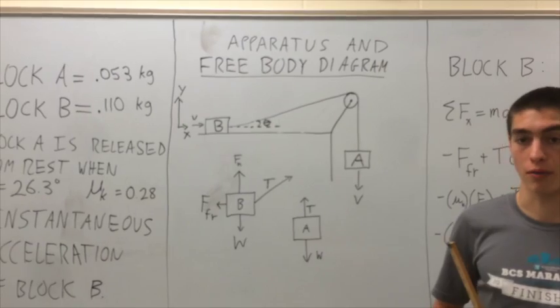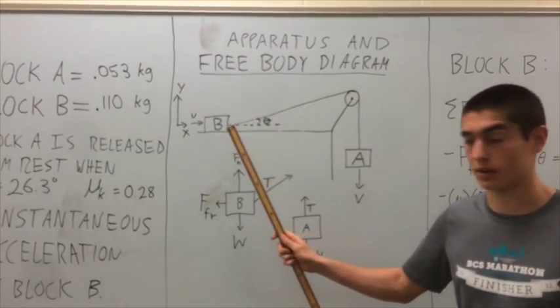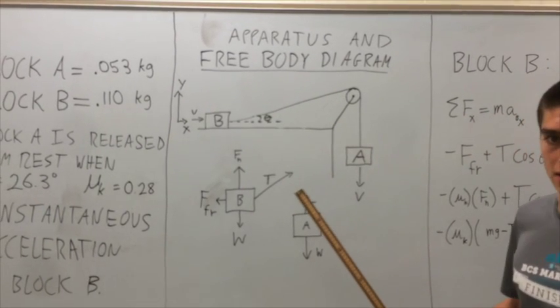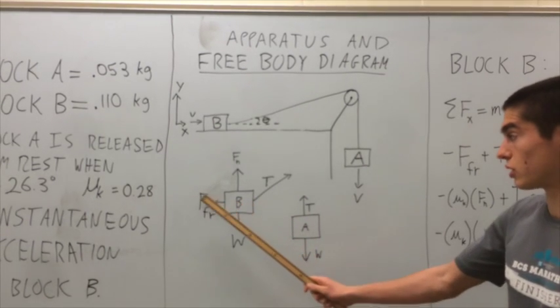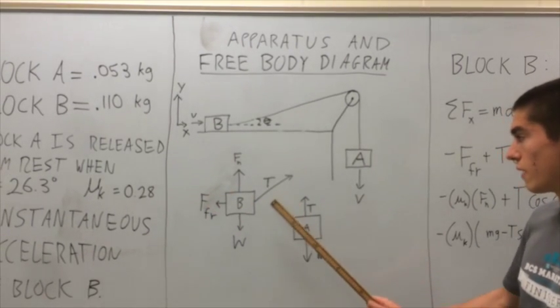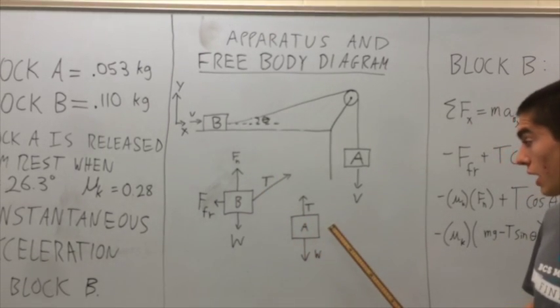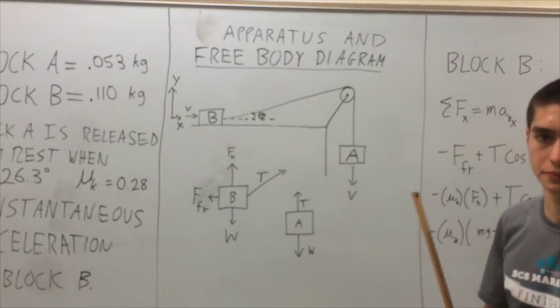This is the diagram of our apparatus, the free body diagram with the forces drawn and our coordinate system. So we isolate each block from the rest of the system to analyze the forces that are applied to it. So for block B, we have the force of friction in the negative x direction. We have our tension force, a normal force, and our weight. And for block A, only two forces, the tension force and the weight.